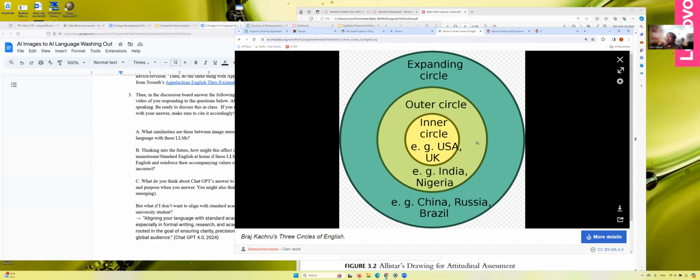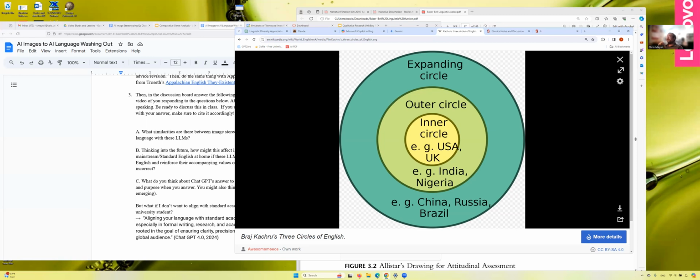Then we have this outer circle, countries like India or Nigeria, where English is a state or an official language, right? So in court documents and in schools, English is the medium, the standard language. But at home, that's not the case, and English is in large part a second or third language. And then we have the expanding circles, like China, Russia, Brazil, where English is neither an official language, nor necessarily a common language. And so it's very discretely a second language.